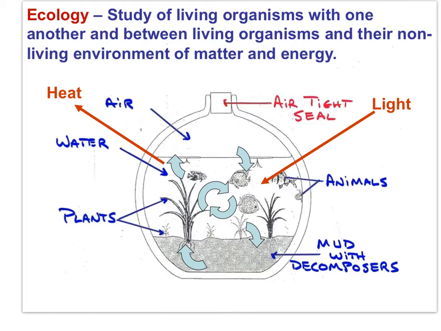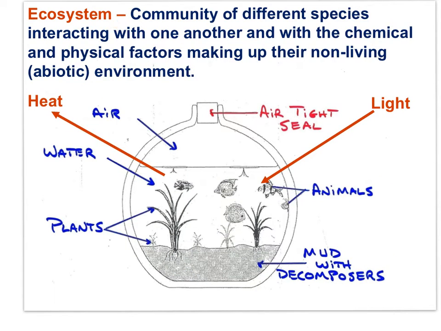Ecology is living organisms living with other living organisms and with the abiotic factors in the environment, such as temperature, light, rainfall, aqueous chemistry, soil pH, by way of example. An ecosystem is a community of different species interacting with one another and with the chemical and physical factors making up their non-living, the abiotic, environment. The non-living environment is important here. Light, temperature, rainfall, soil pH, water chemistry, and more.